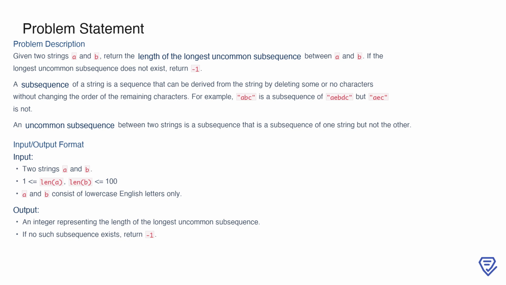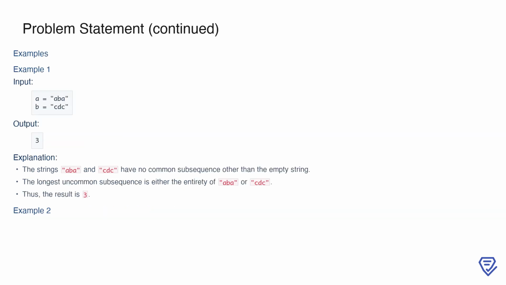The input consists of two strings, each with a length between 1 and 100, and they only contain lowercase English letters. The output is an integer representing the length of the longest uncommon subsequence, or -1 if none exists. Let's look at some examples.